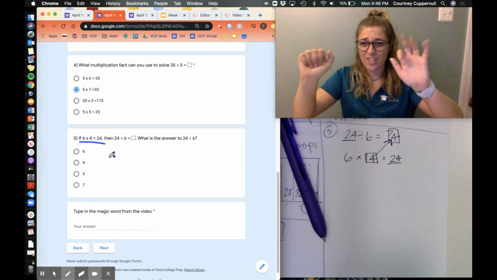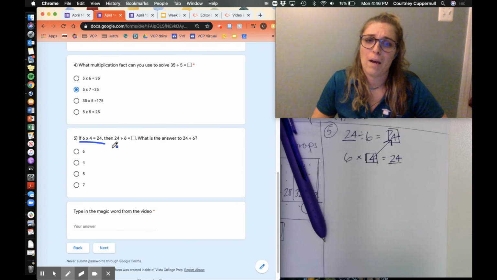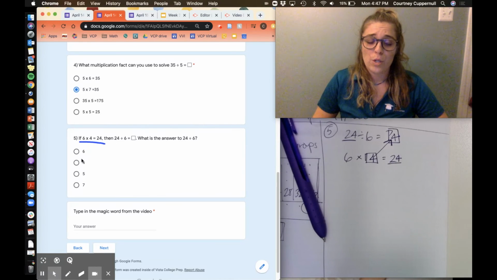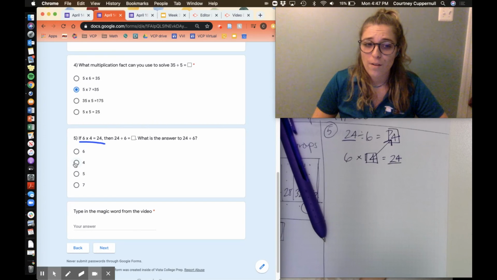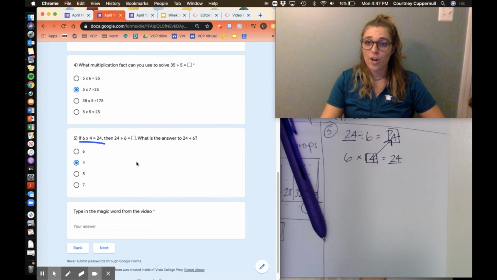Coincidentally, I have 6 fingers up. 6 groups of 4 does indeed equal 24. Didn't even have to do that math though, because they gave it to us in the answer. We do have an answer choice that is 4. Boom. Remember, friends, think smarter, not harder.